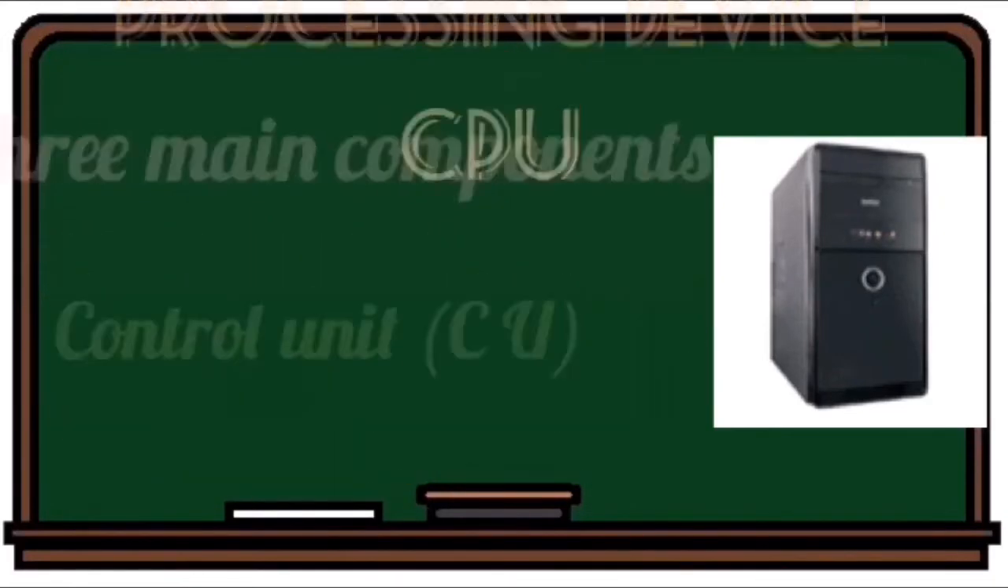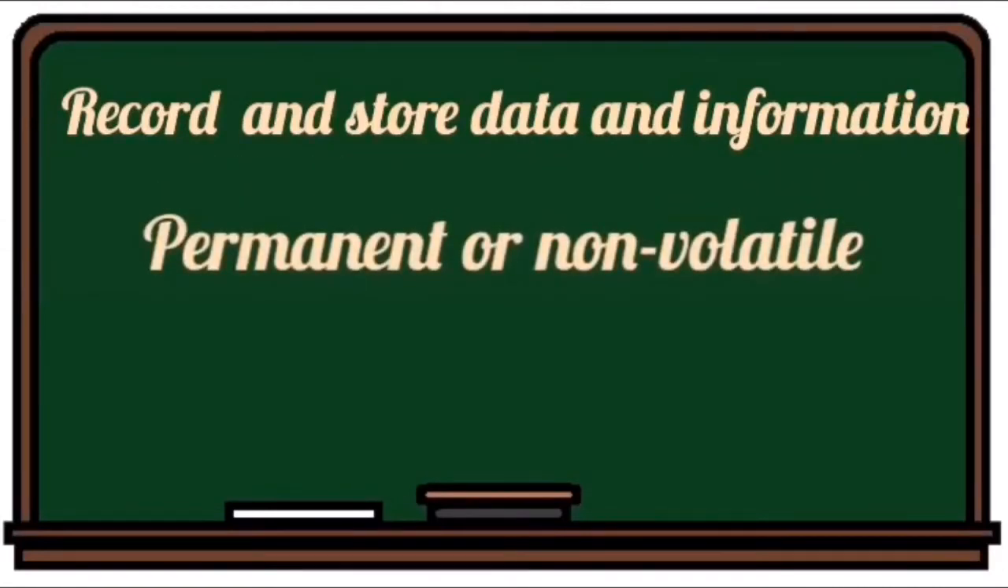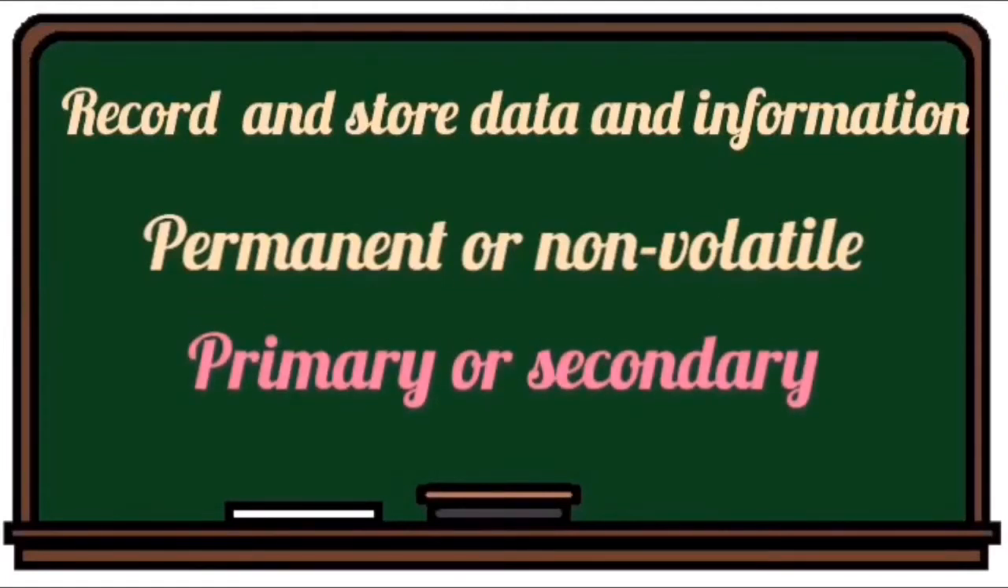The next part we are going to discuss today is the storage device. What is the use of a storage device? It will record and store the data and information. Whatever work you do on a computer, it will be stored inside. It can be permanently stored or only for a few minutes, that is volatile. Volatile means for temporary use. There are two types of storage devices, that is primary storage device and secondary storage device.